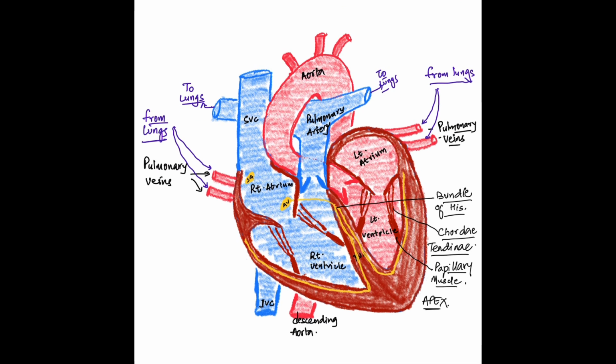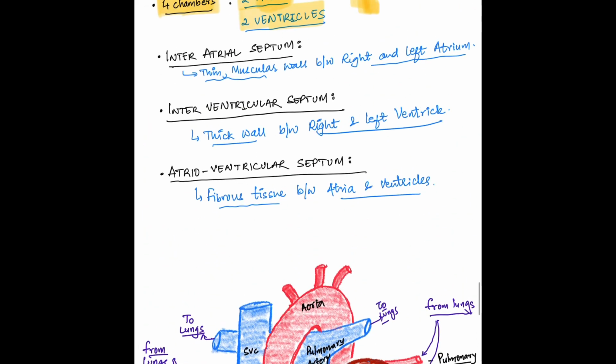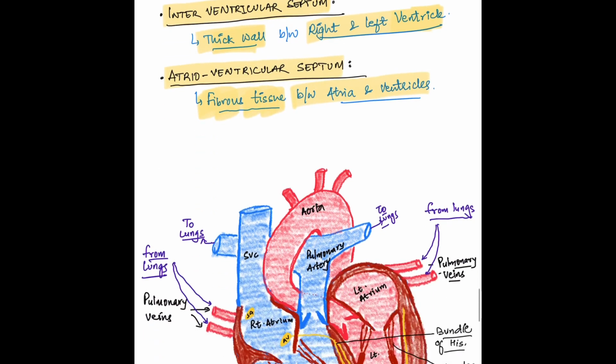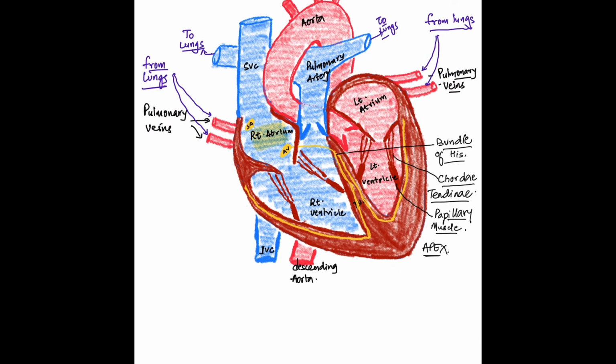The four chambers of the heart are separated from each other by septa. The interatrial septum separates the right and the left atrium. The interventricular septum separates the right and the left ventricle. And the atrioventricular septum is a fibrous tissue which is present between the atria and ventricles. So the interatrial septum is a thin wall present between the right and the left atrium, and the interventricular septum is a thicker wall which is present between the right and the left ventricle.